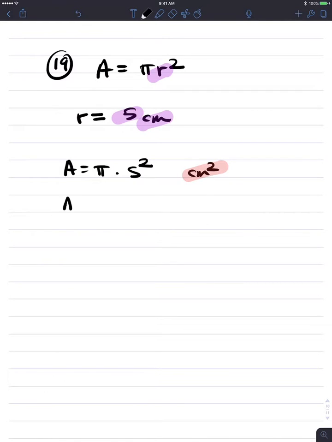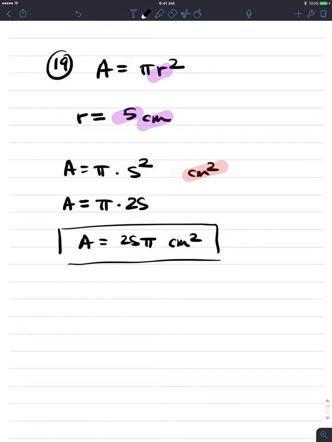Now, order of operations says, do the exponents before my multiplication. So I get pi times 5 squared being 25. This is also known as 25 pi centimeters squared. We keep the symbol for pi, the value for pi, symbolic. So your answer here is simply 25 pi centimeters square.